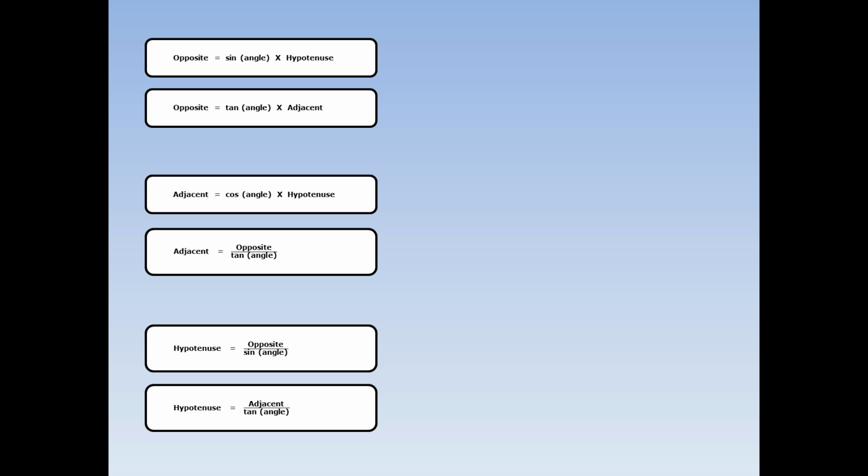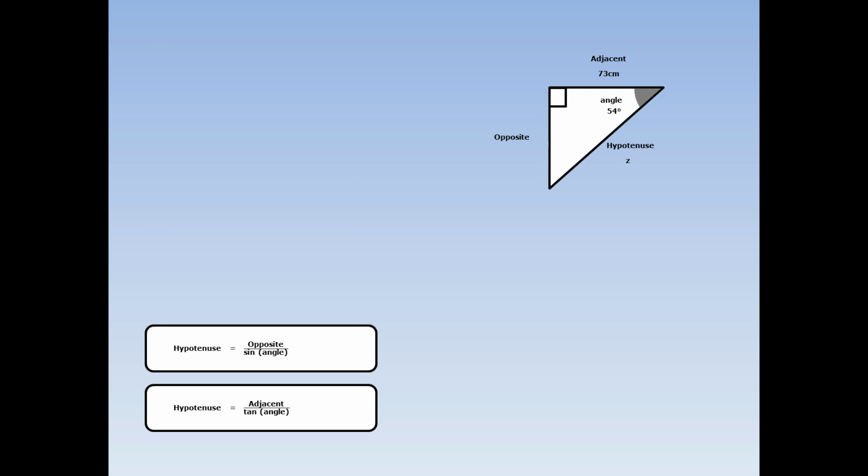Third example. Here are the 6 formulas again, and here's our triangle. We're going to work out z. So let's start off by labelling everything. This is the angle we're looking at the moment. The hypotenuse is opposite to the right angle. The opposite side is opposite to the actual angle we're looking at. And the adjacent side is next to the angle we're looking at. Now, we want the hypotenuse. So we're going to be choosing from these 2 formulas.